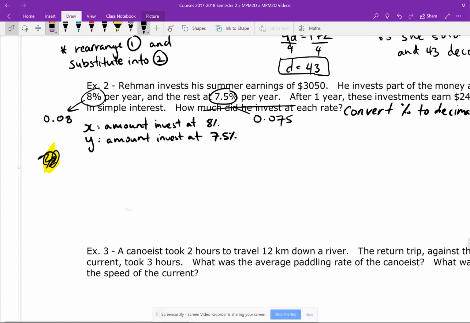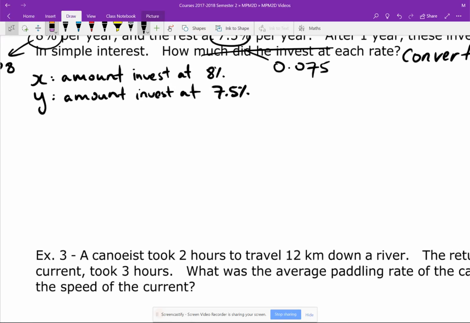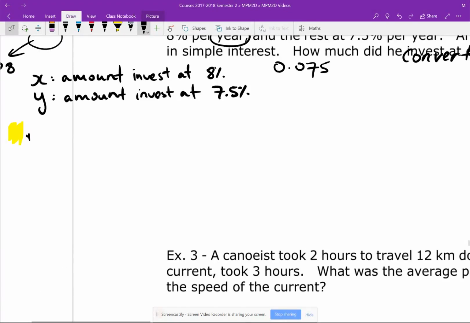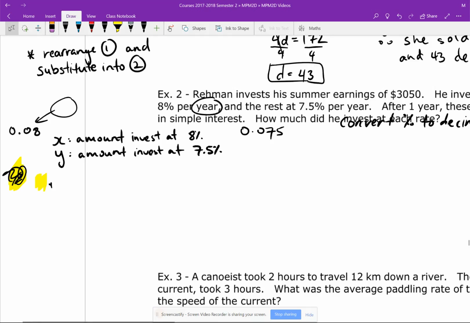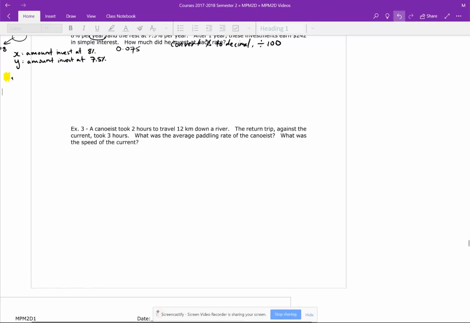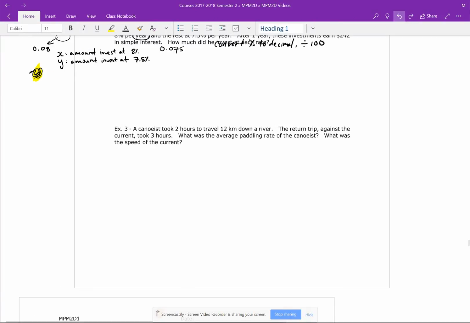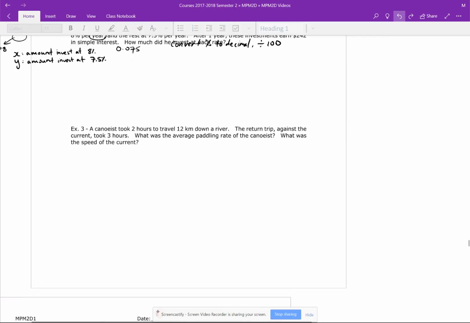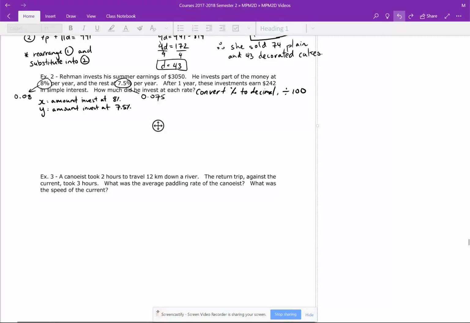Let's continue on. Okay. So let's define our two equations. So equation number 1. Oh, something happened. Let's see if I can fix this real quick. Oh, there we go.